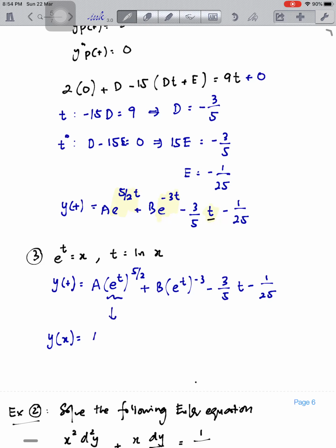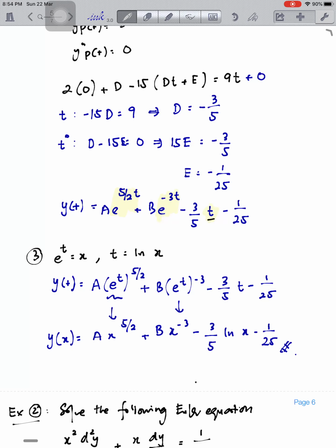So this is now going to be a x to the power of 5 over 2, and this is going to be b x to the power of -3, minus 3 over 5 log of x and minus 1 over 25. So that is going to be our final solution.